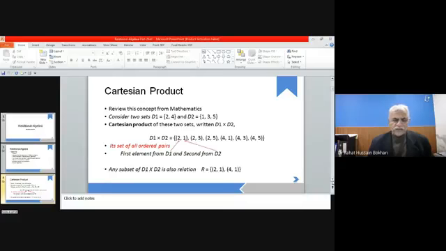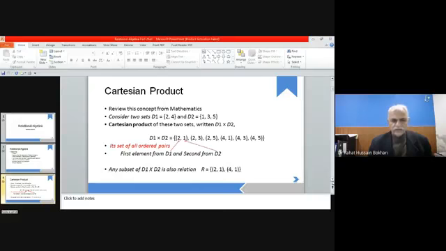So in today's session, we have to start with the Cartesian product. If you think about the mathematics that you may have learned, there is the Cartesian product or cross product in set theory. For example, you have a set D1 whose values are 2, 4. Two elements are there. And for the set D2, three elements are there.